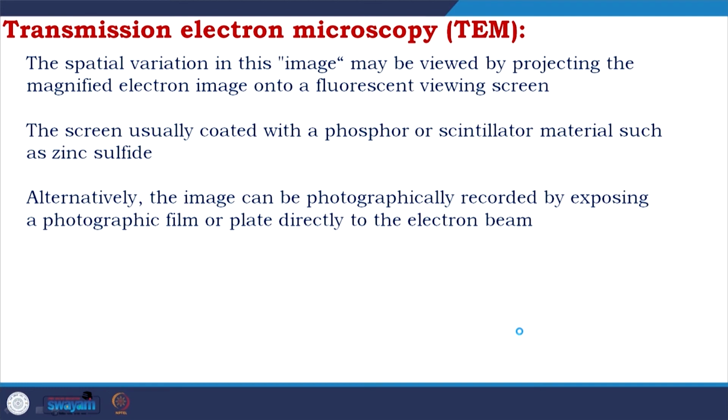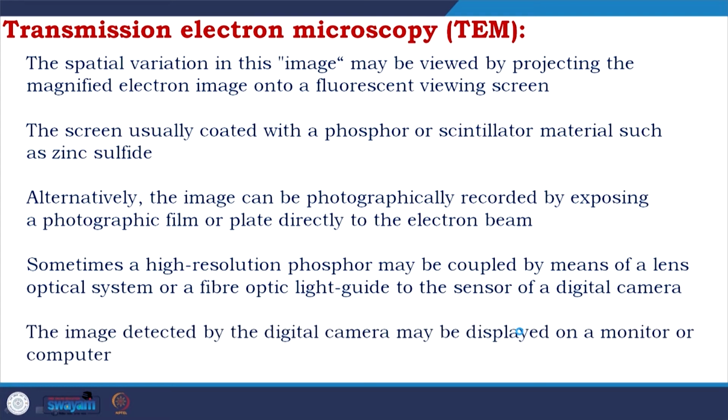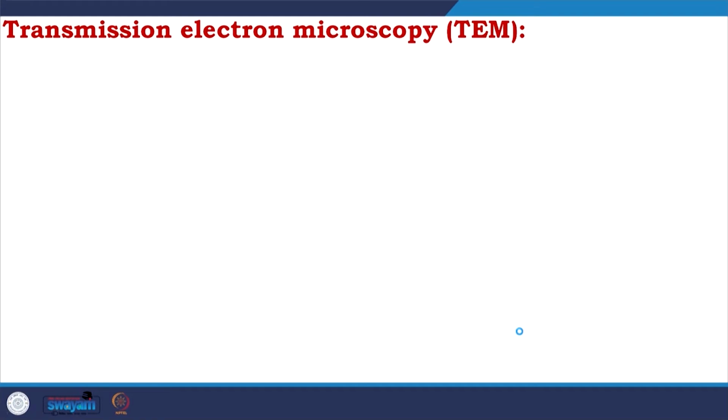So, it could be coated with phosphor or a scintillator material, or it could also be taken on a photographic film or plate. Sometimes a high resolution phosphor may be coupled by means of a lens optical system or a fiber optic light guide to the sensor of a digital camera, that is the kind of modernized version. The image detected by the digital camera may be displayed on a monitor or a computer.